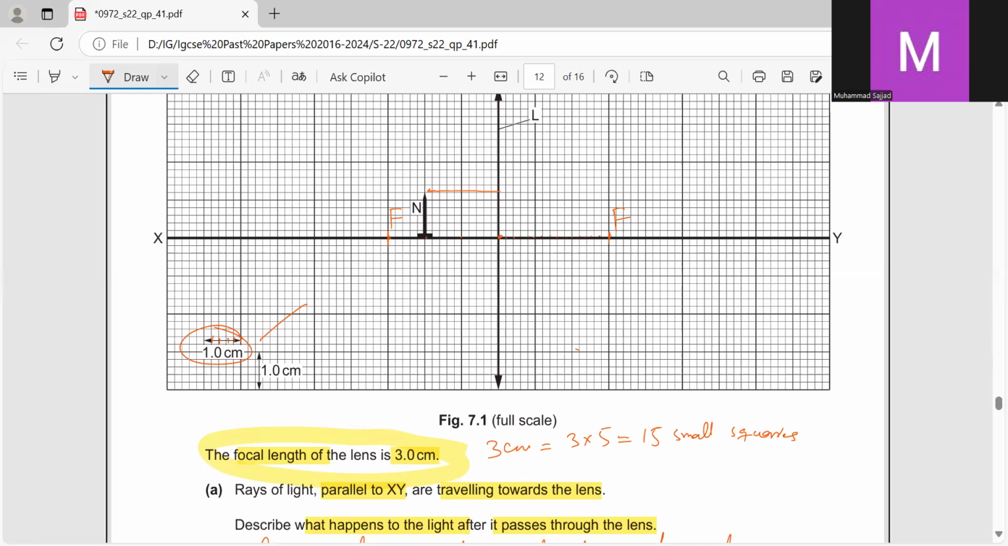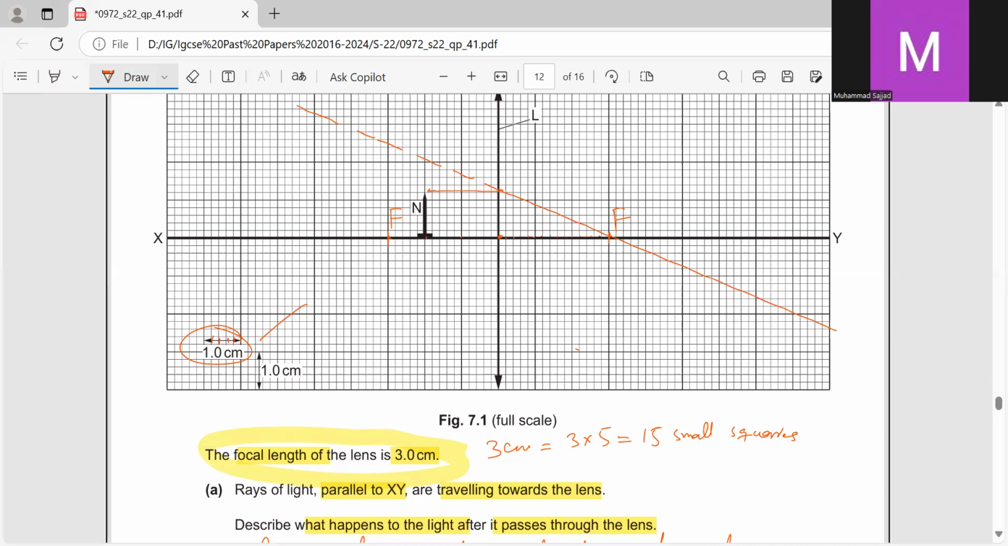Then this ray will pass through the principal focus, and as the image is going to be virtual, extend it backward to save your time in the exam, even when you are drawing the direct lines. Okay, so this is done.